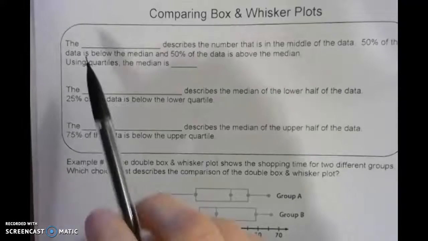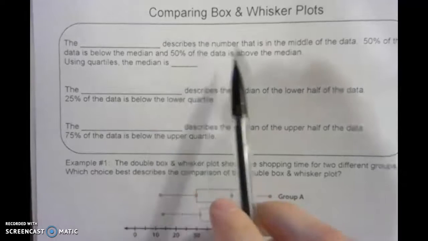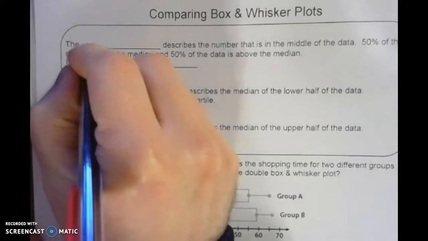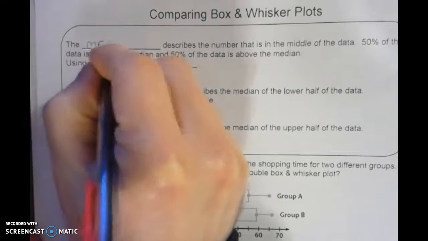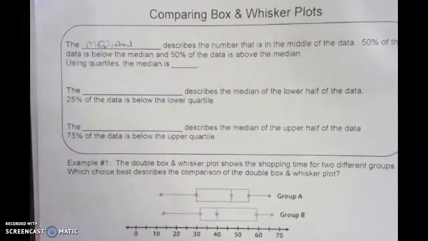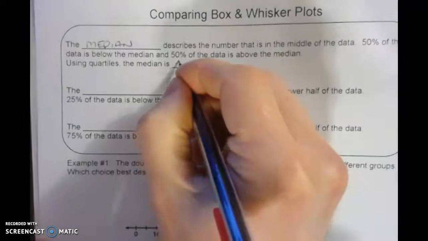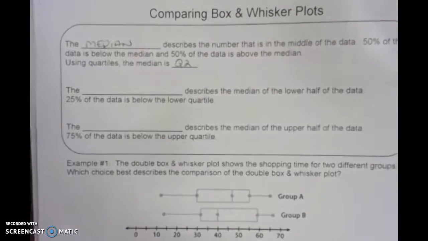Starting at the top, the blank describes the number that is the middle of the data. Well, the middle of the data we have called the median. Okay, so the median describes the number that is the middle of the data. 50% of the data is below the median, and 50% of the data is above the median. Using quartiles, the median is quartile number 2, so we'll call that Q2.